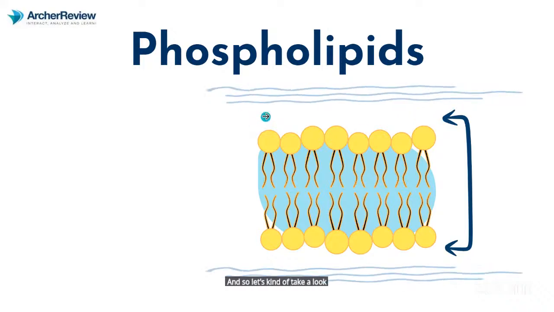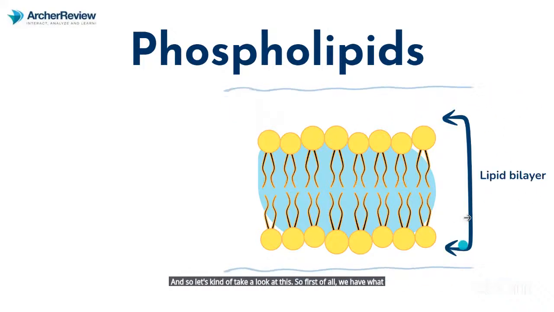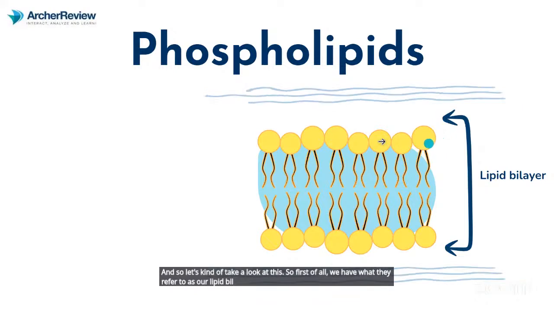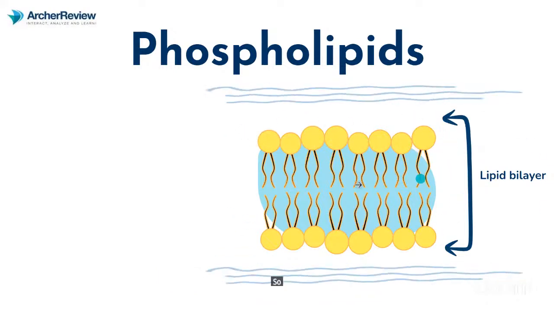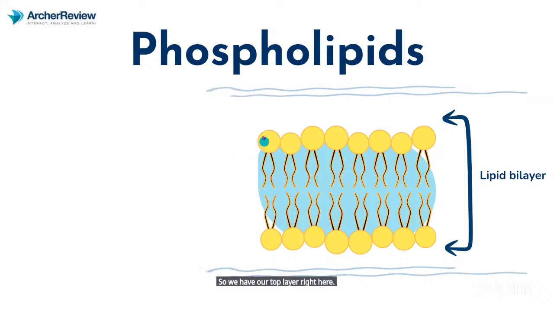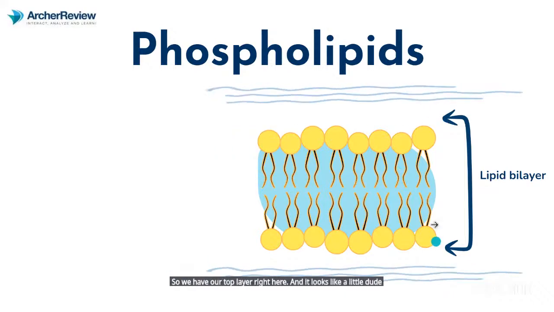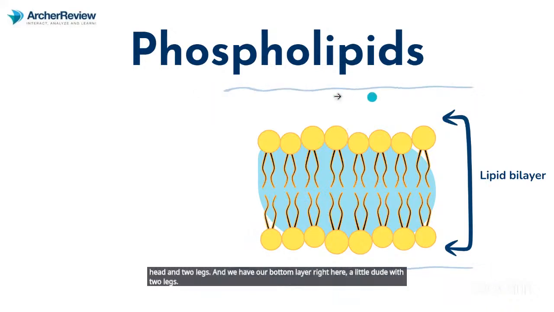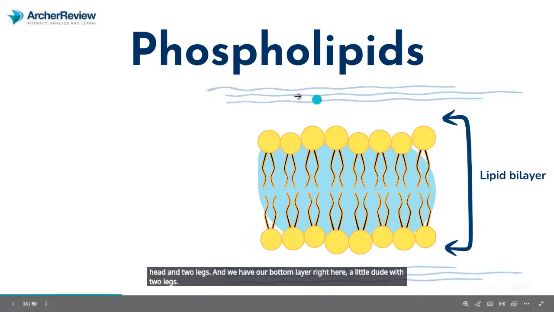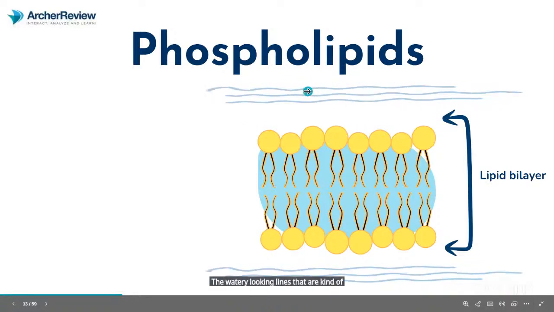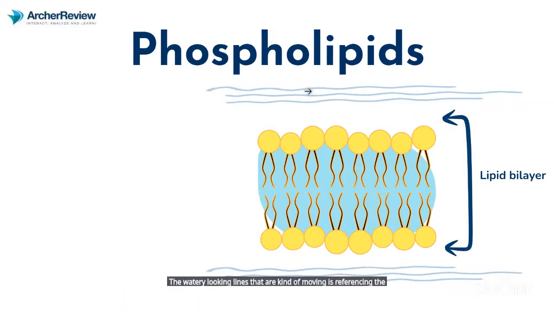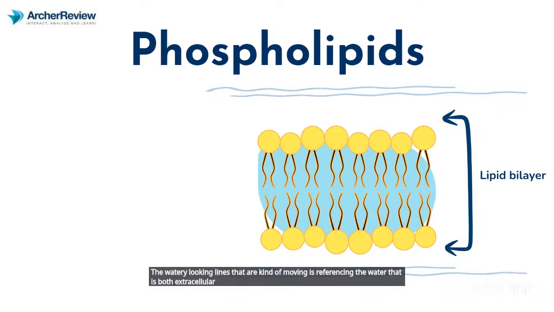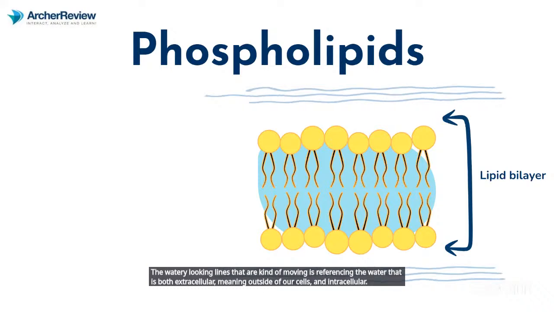So first of all, we have what they refer to as our lipid bilayer. That means we have two layers of lipids. So we have our top layer right here, kind of looks like a little dude with a head and two legs. And we have our bottom layer right here, a little dude with two legs. The watery looking lines that are moving reference the water that is both extracellular, meaning outside of our cells, and intracellular, inside of our cells.